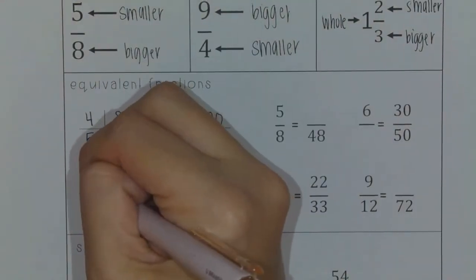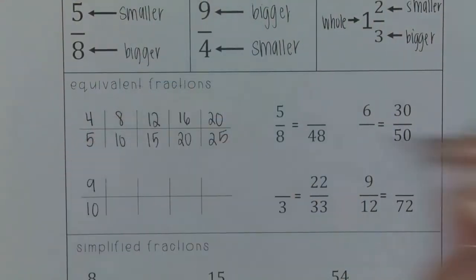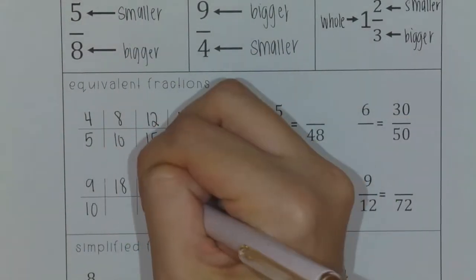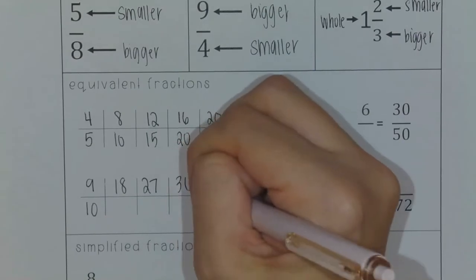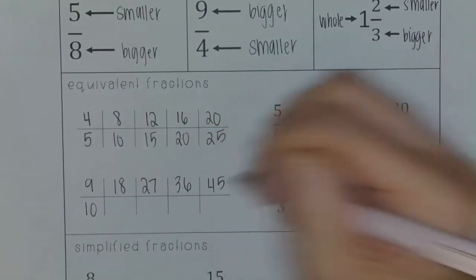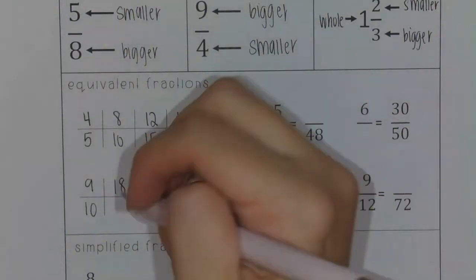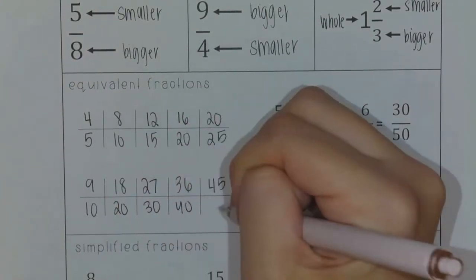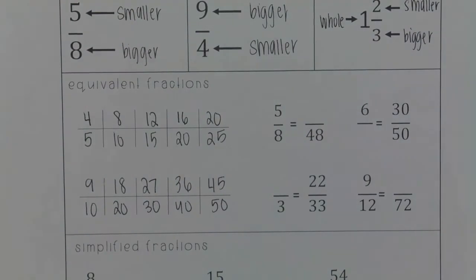Okay, if I do another one like 9/10, so again, skip count on the top, so that'd be 9, 18, 27, 36, 45, and then I skip count on the bottom by 10, so 10, 20, 30, 40, 50. Again, we're just building those equivalent fractions.